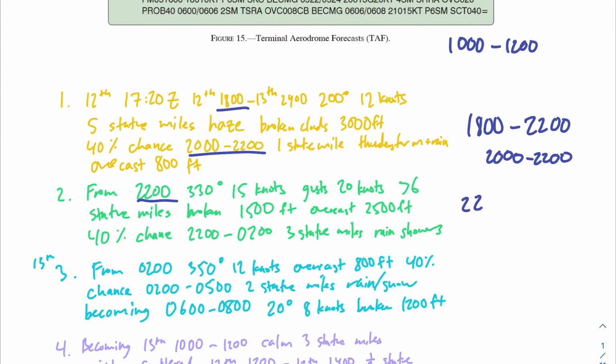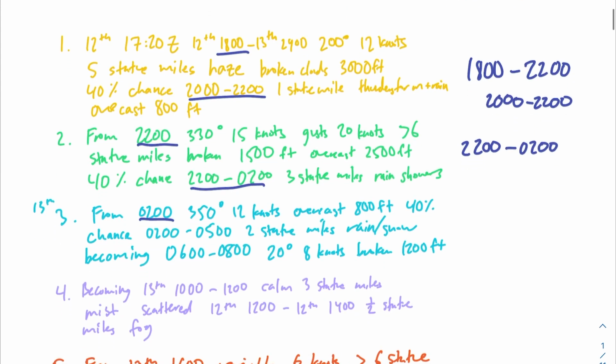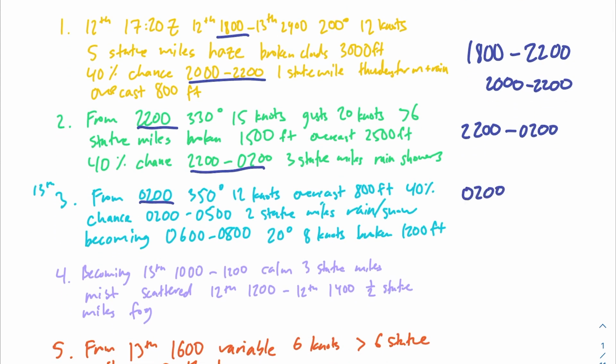Next, it looks like it's from 2200, so 11 p.m., and then we have 0200 in the second line. So it's saying it's changing at 0200. So this second line is from 2200 to 0200. And then it looks like there's some rain showers, a 40% chance of that for that same range. Okay, looking on to line number three, we see from 0200 to about 1000, and within that we have a 40% chance of some rain and snow, and then the wind conditions change and the cloud conditions change. So still not quite the range we want to look for.